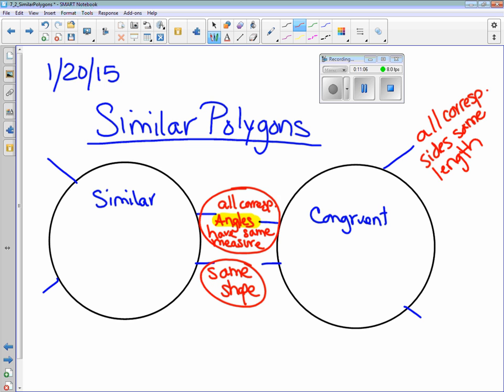But with congruent triangles, they have to be the same size. You can have a small triangle and a small triangle, but you can't have a small and a big. Would you agree with that? So if they're congruent, they have to be the same size. Not necessarily true for similar.